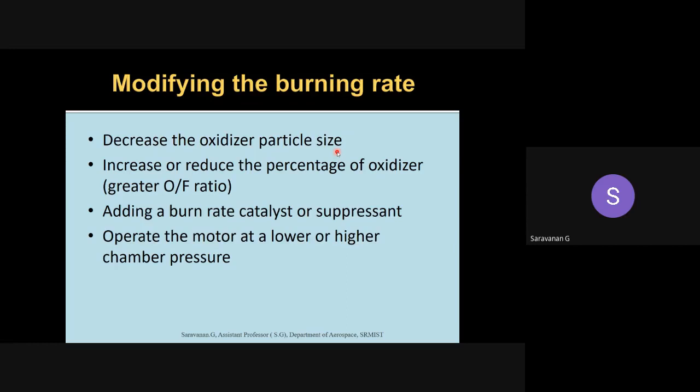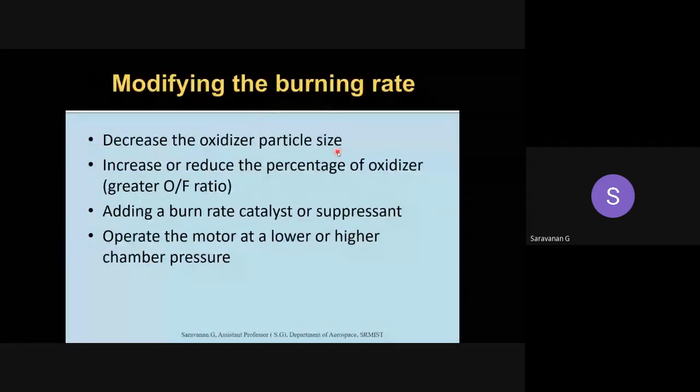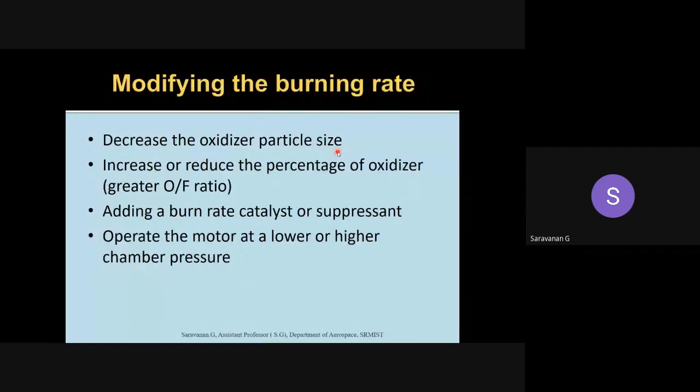As you know, the fuel is combined with the oxidizer to form the propellant, so the oxidizer is the major parameter which enhances the burning. If the particle size of the oxidizer is very small, by decreasing the size of the particle we can effectively enhance the burning. Hence we can enhance the burning rate of the solid propellant rocket.